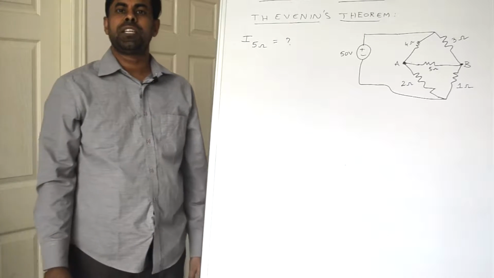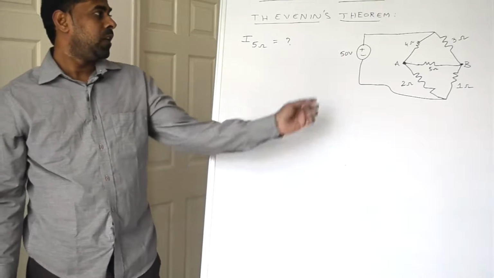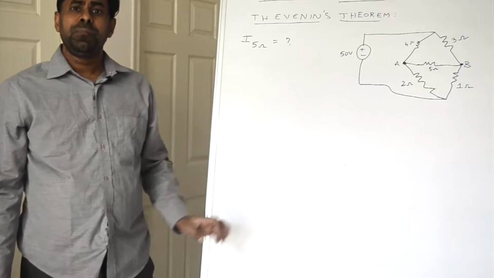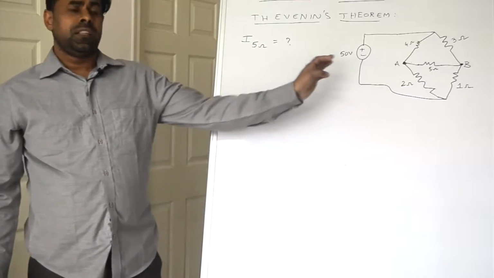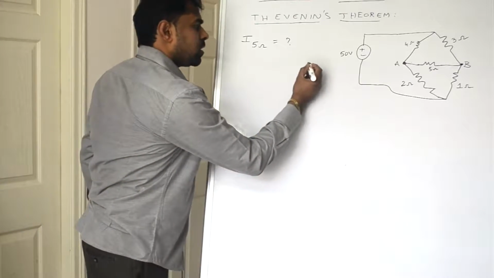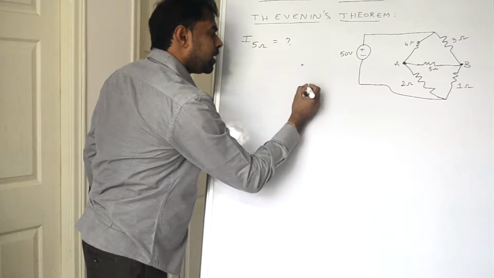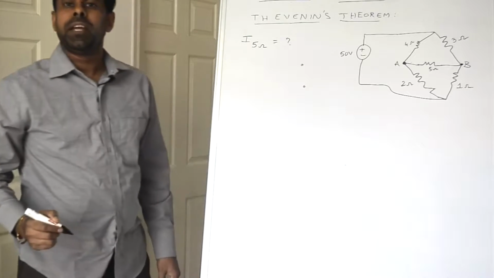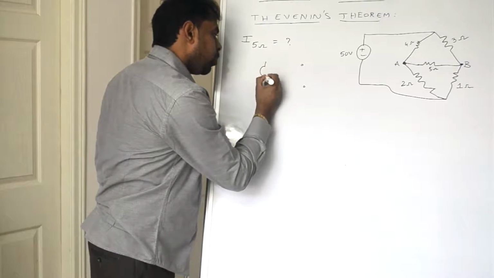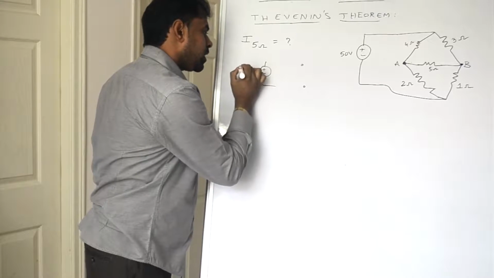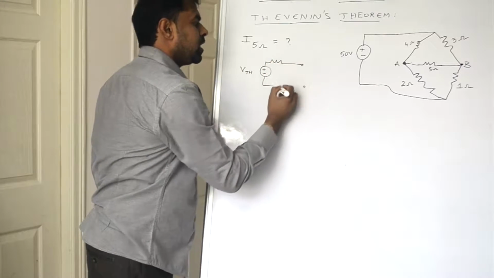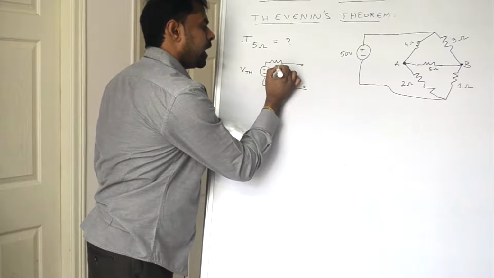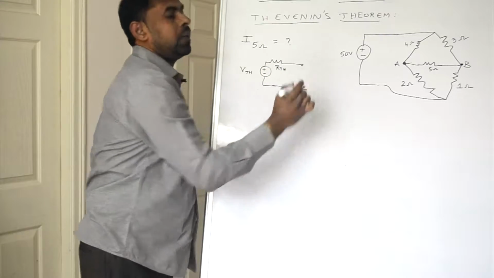What Thevenin's theorem states is, in a linear network containing multiple voltage and current sources and multiple resistances, the circuit across one set of open terminals can be replaced by an equivalent voltage source, which is known as V Thevenin, and an equivalent resistance, which can be represented by R Thevenin.